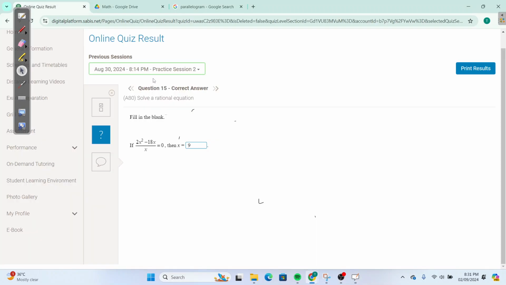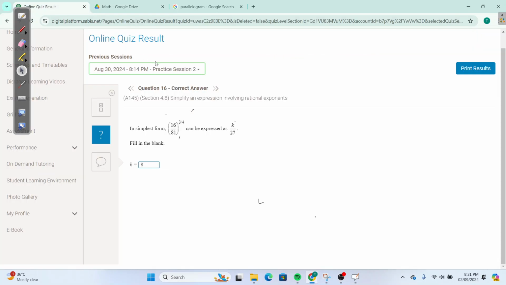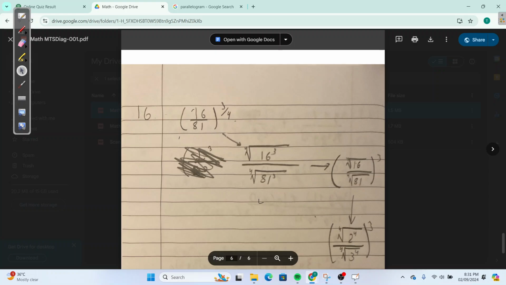So, we're on the last 3 questions. This question is the last pretty much difficult one, I would say. The rest are extremely easy. Okay, in simplest form, 16 over 81 to the power of 3 over 4 can be expressed as k over 27. Okay, so you start off.